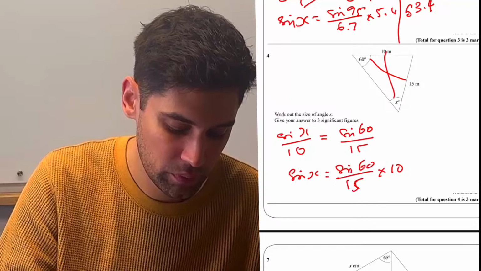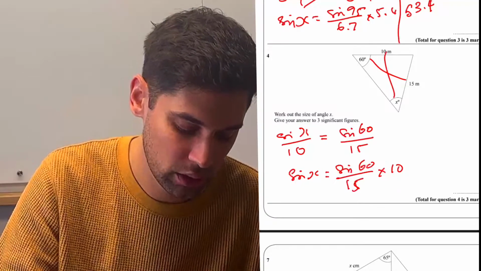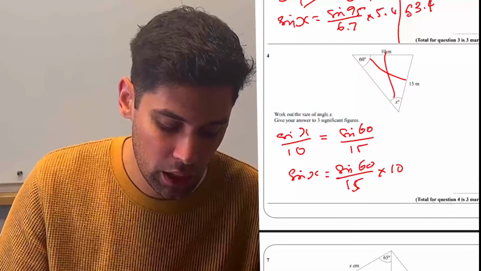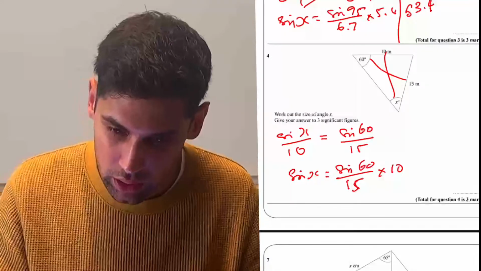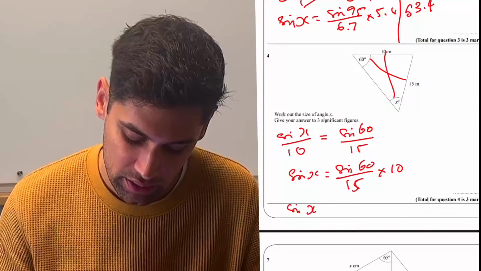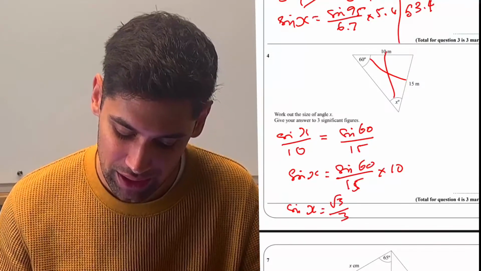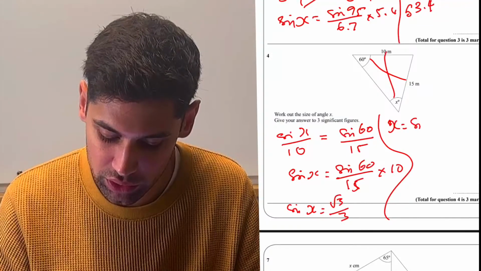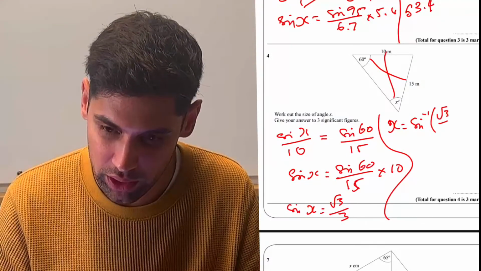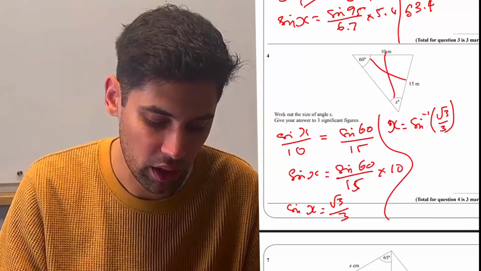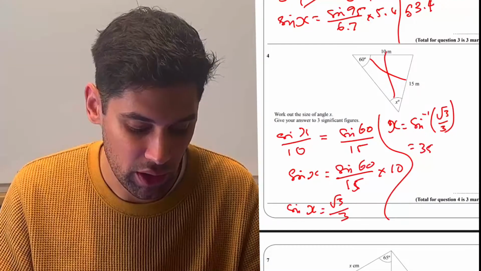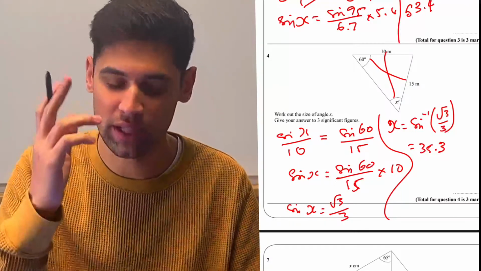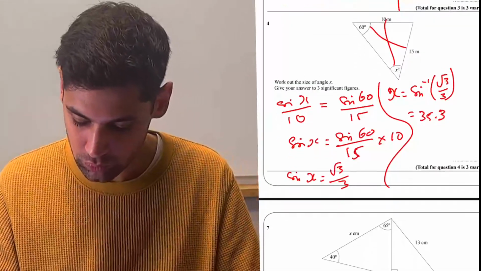Sine 60 over 15. I did it wrong there, don't worry, I saved the day. Times 10 equals root 3 over 3, that's quite nice. So sine x equals root 3 over 3. So then inverse sine, so x will equal sine to the minus 1 of root 3 over 3. Inverse sine answer gives us, to 3 significant figures, 35.3, because it's 2, 6. 6 shoves that 2 up to a 3. Excellent. Okay.